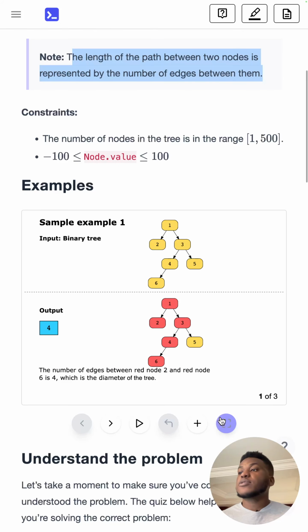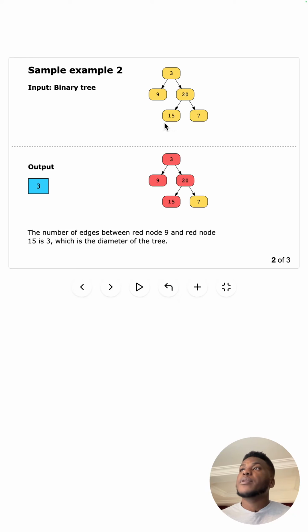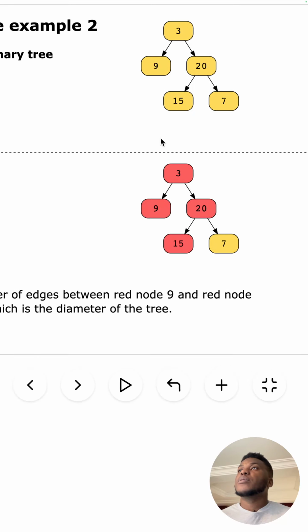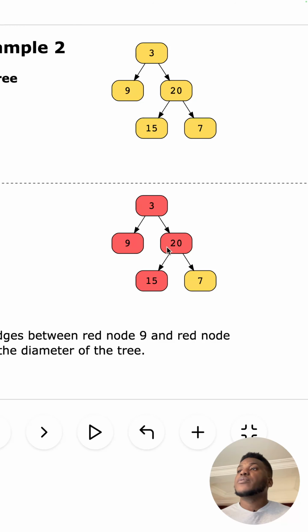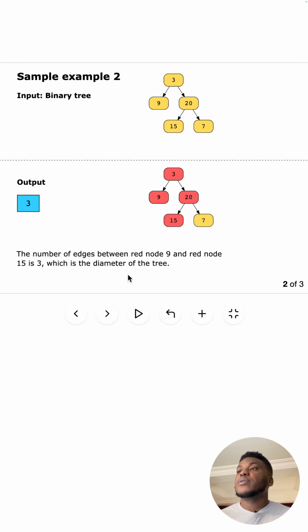So we're counting edges. Count the number of edges of the longest path between any two nodes in a tree. In this case, the longest path is highlighted in red. The number of edges is 1, 2, 3, 4, so we return 4. Here, with the longest path denoted in red, count the edges: 1, 2, 3. Therefore, return 3, as you can see over here.